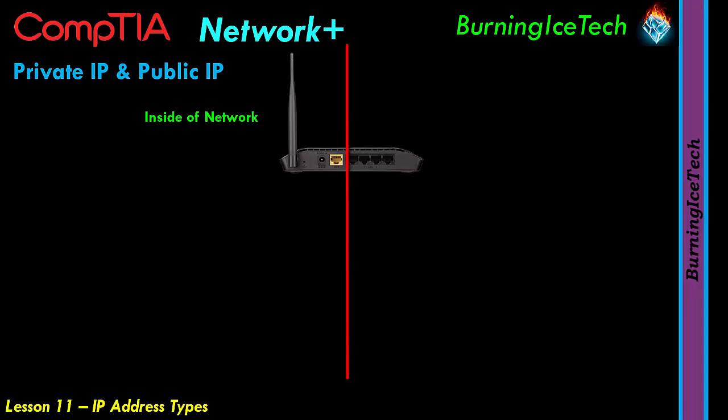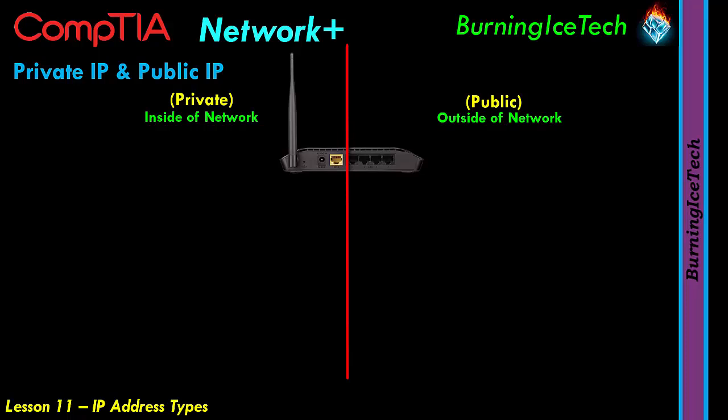Let's pretend the left here is the inside of your network. So that's inside your home or inside your office. On the right of this router, let's pretend that is the outside world. In other words, the internet. Now, inside your home or your office, what do we call that? We call that private. That is your private network on which you will have private IP addresses. On the outside of the network, we call that public. That's the public network on which you will have public IP addresses.